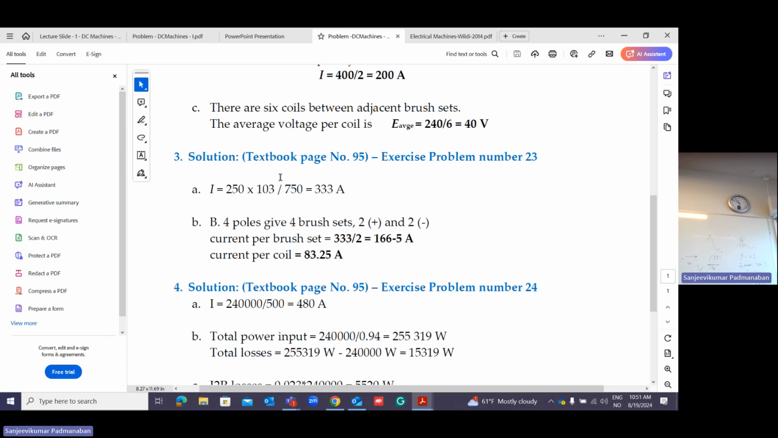Here it is 250 kilowatt. The voltage is given, 750, and I. From here I can calculate what is I. 250 kilowatt, don't forget the unit, and 750 volt. Then you get 333 ampere. So please put the unit. That's very important.